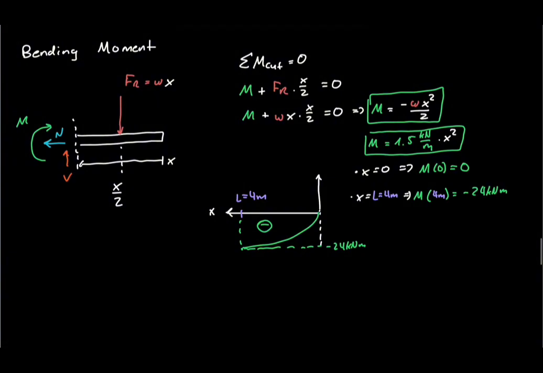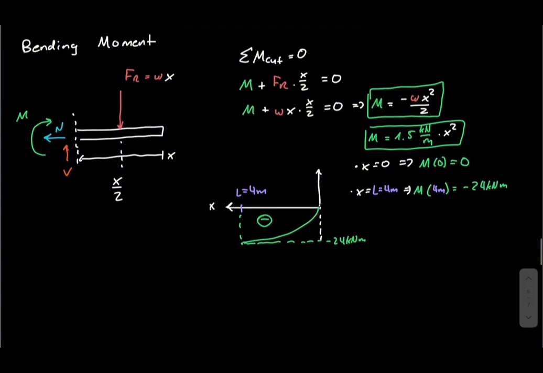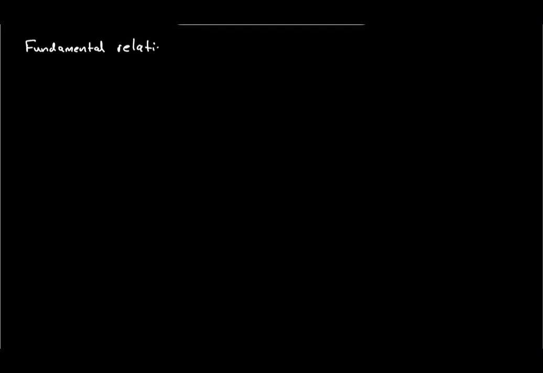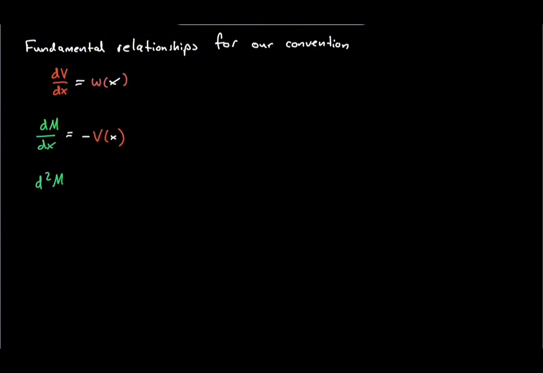Finally, our coordinate direction and sign convention lead to 3 very important relationships. The rate of change of the shear force equals the distributed load. The rate of change of the bending moment equals the negative of the shear force, and the second derivative of the bending moment equals the negative of the distributed load.